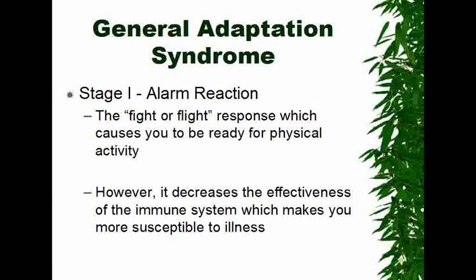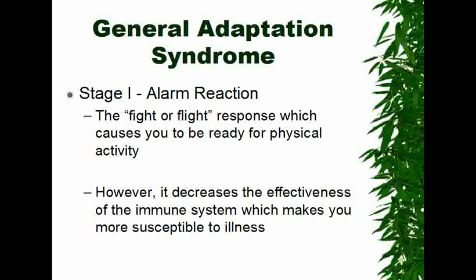Now the general adaptation syndrome: how an individual can adapt in such a situation. Stage 1 is alarm reaction, the fight or flight response, which causes you to be ready for physical activity. However, it decreases the effectiveness of the immune system, which makes you more susceptible to illness. That means this is the stage where you will first notice an alarm in your body or even in your mind that you are under stress. So that's the first signal that the individual is under stress.